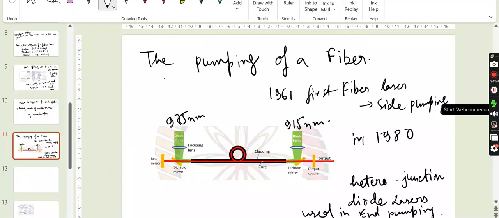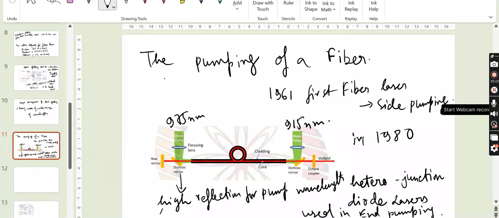The emission from the diode laser is appropriately focused and then launched into the fiber by means of suitably located dichroic mirrors that offer high reflection at the pump wavelength and high transmission at the lasing wavelength. That is the basic thing we all know. High transmission for lasing wavelength.